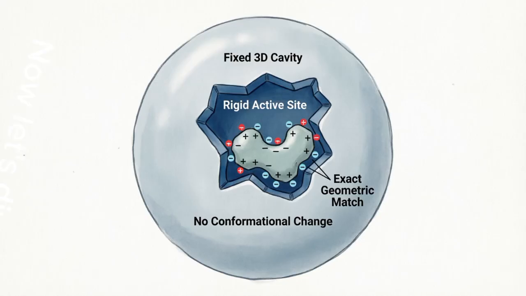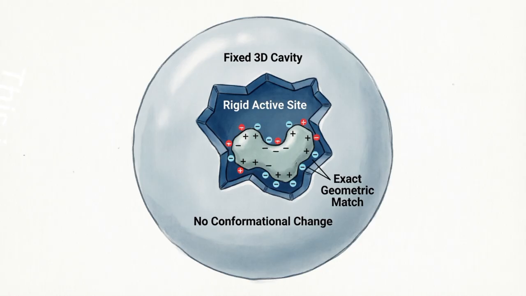Now let's dive deeper into the actual structural details of the enzyme's active site. This slide shows us what's really happening at the molecular level. What you're looking at here is a cross-sectional view of an enzyme's active site. The entire structure is surrounded by this light blue-gray spherical surface. This represents the overall enzyme protein. At the top, notice the label, fixed 3D cavity.